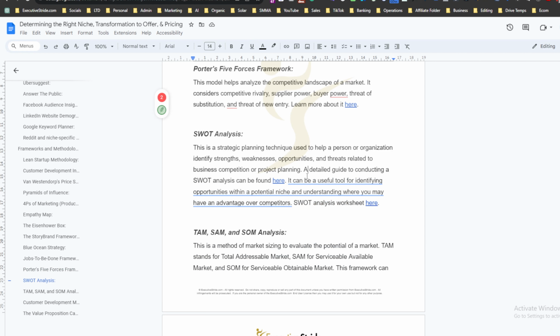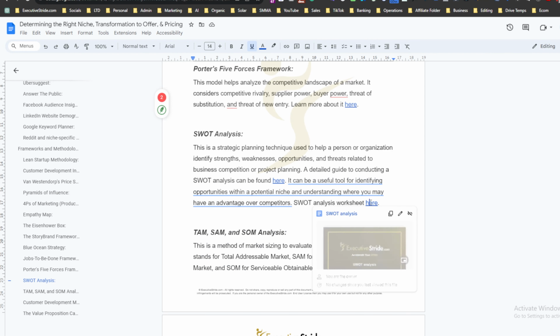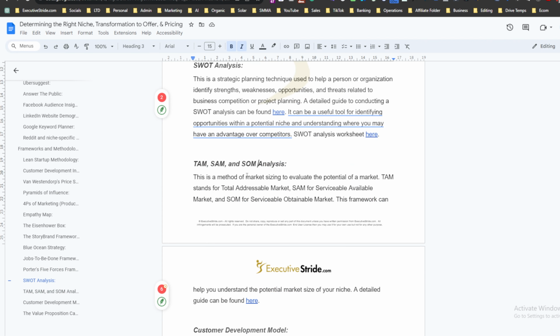It can be a useful tool for identifying opportunities within a potential niche and understanding where you may have an advantage over competitors, and the worksheet is here. And then TAM, SAM, and SOM analysis.